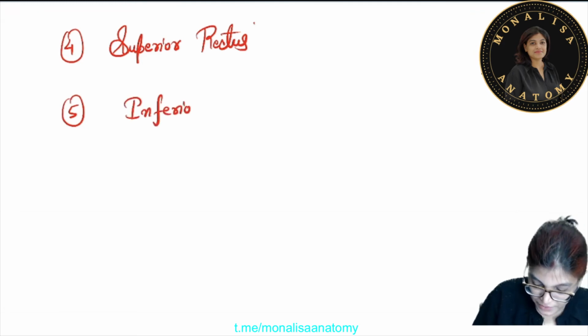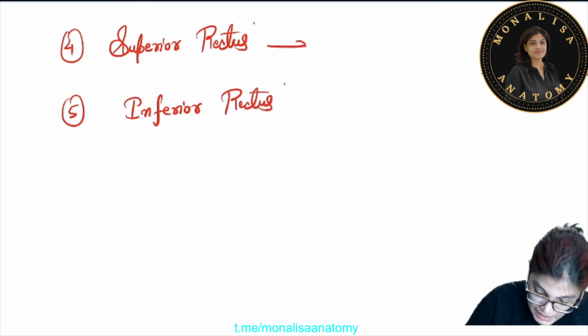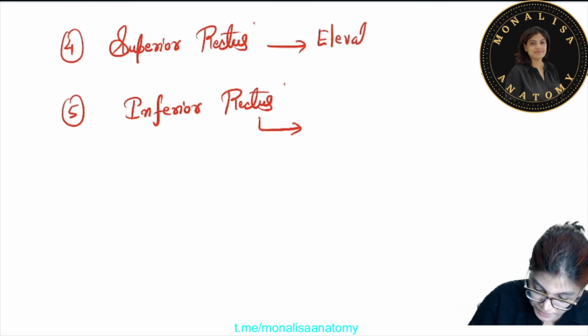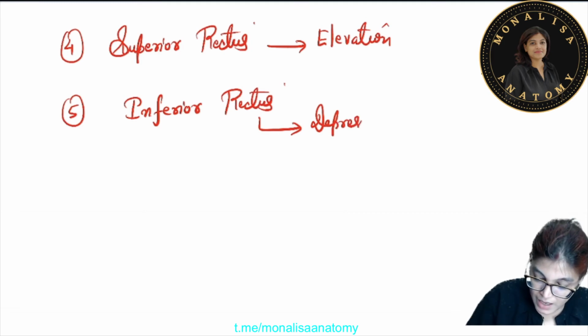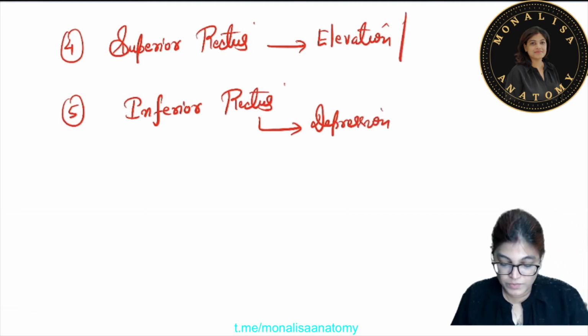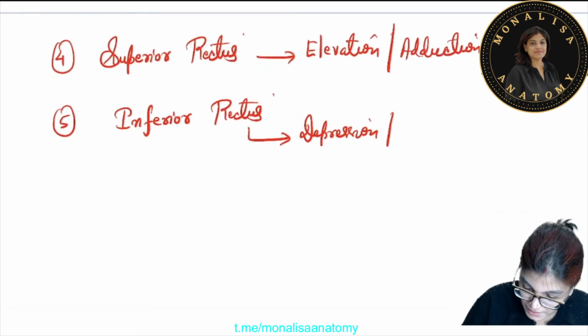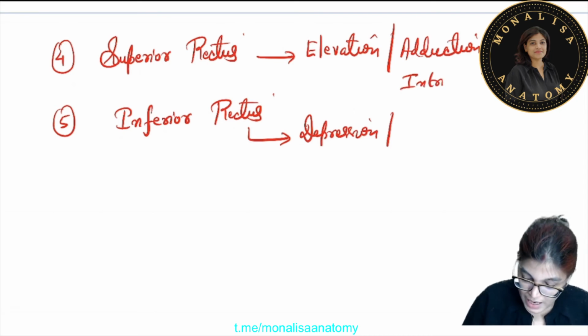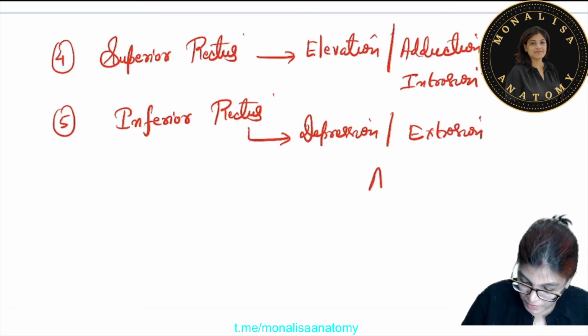Superior rectus and inferior rectus. Superior rectus, according to its name, will cause elevation. Inferior rectus will cause depression. Along with it, they will also perform some other movements. The superior rectus causes adduction and intorsion. And that of inferior rectus will cause extorsion, just opposite to its name, plus adduction movement.